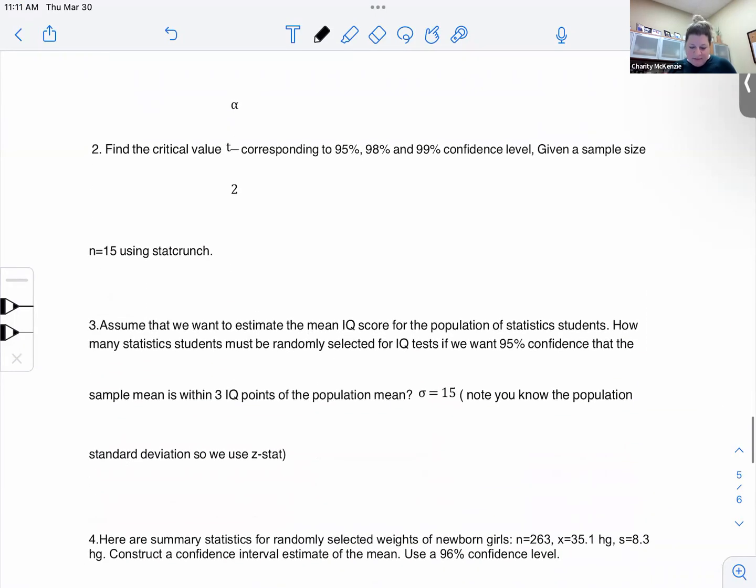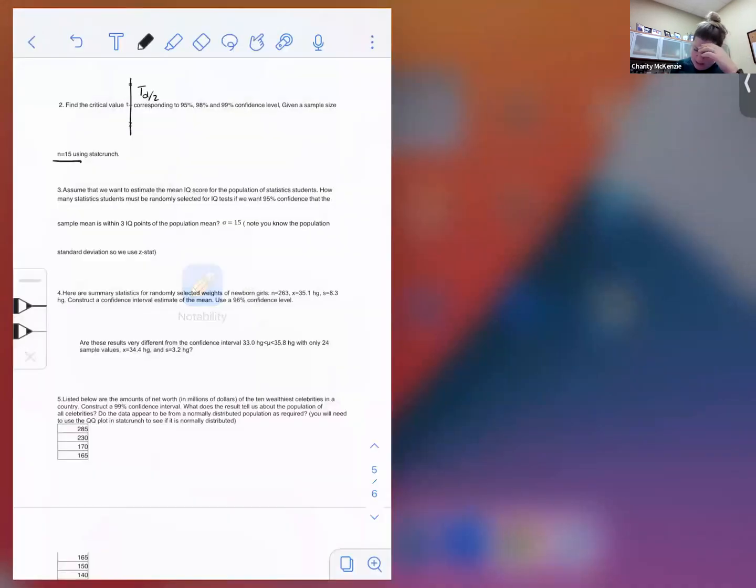Here we go. This one, question 2, way at the very bottom of our note packet. Again, this symbol just didn't come through right. What are the values that correspond with 95, 98, and 99, given we only have a sample size of 15? It kind of printed weird in mine. So let's go to StatCrunch.